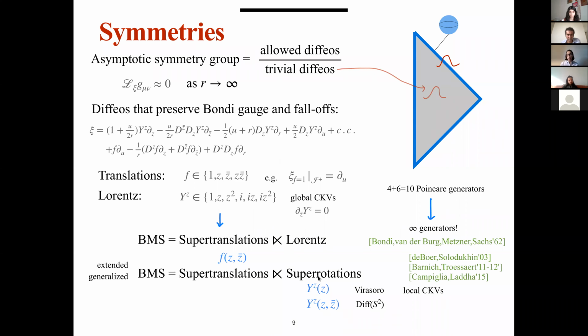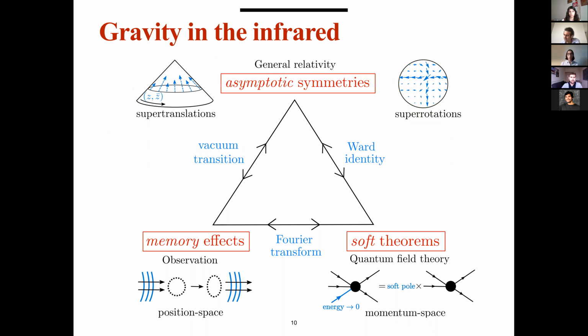And the difference between these two choices of being meromorphic or not will be a difference in whether we have a Virasoro or a diff(S²) symmetry. Okay, so this is an infinite enhancement of the usual symmetry group in special relativity. And this is actually only the tip of the iceberg if we want to talk about the infrared physics of gravity in asymptotically flat space. Or in other words, it's only the corner of what's now known as the infrared triangle. So there are... Andrea, yes?